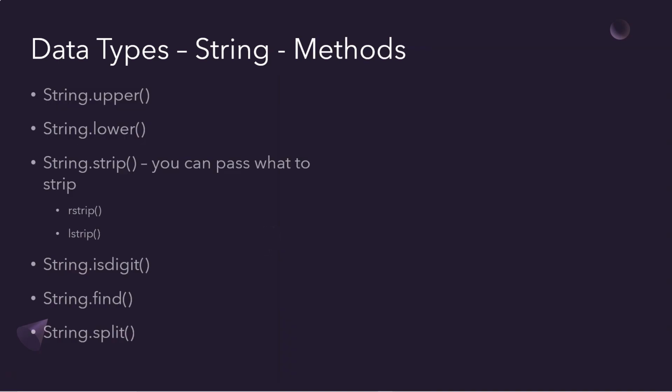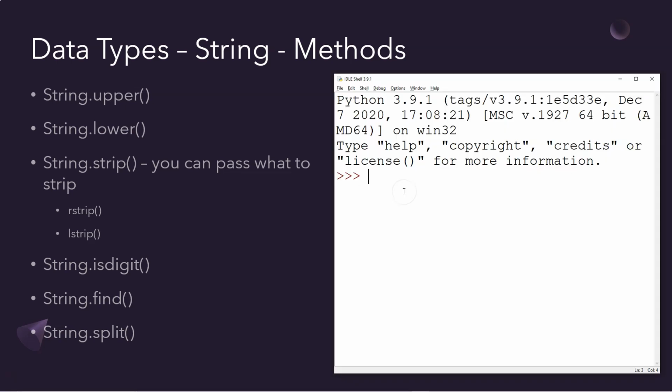So strings have various predefined methods, and these are some of the examples. Let's try these. Upper: let's say we have a string which is apple, and if I say a dot upper, it gives you everything in uppercase.